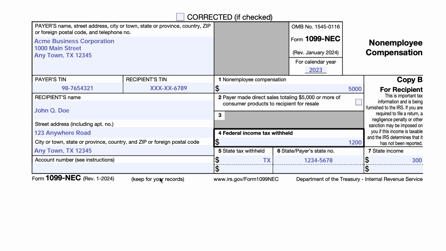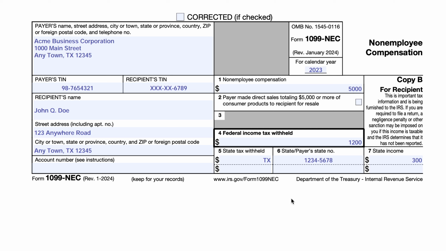Below this field is a field for account number. This probably will be blank for most people unless there's some sort of payroll service or accounting service that sets up account numbers for various business expenses, in which case you might see some sort of number that probably won't make sense to you but has a business purpose for the other side.